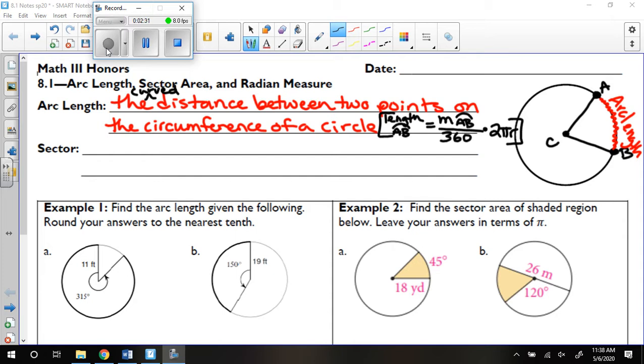And the reason why you're multiplying by 2 pi r, that's your circumference formula. So you're pretty much figuring out how much of the circumference your arc is taking up. Okay, for a sector, the definition is the region bounded by 2 radii and their intercepted arc.